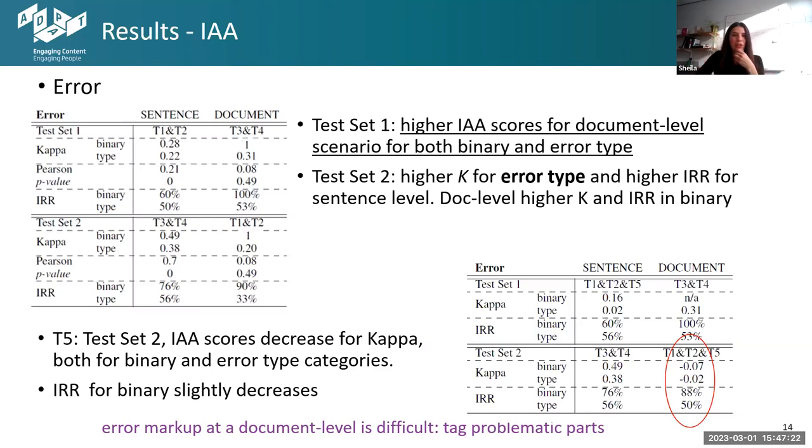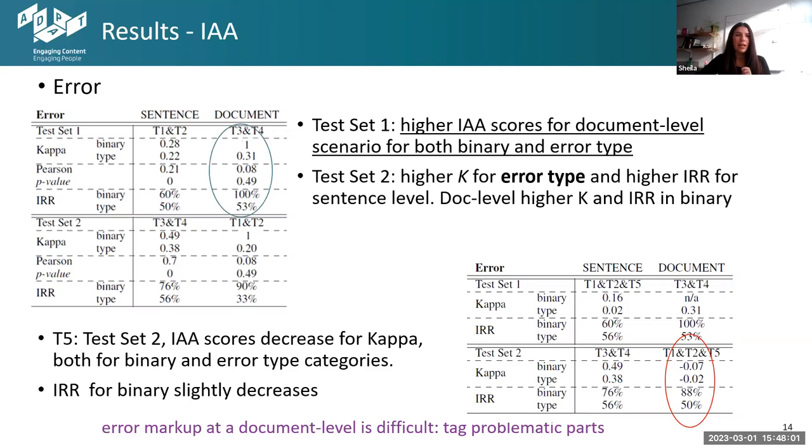For the error annotation, we saw that there were higher inter-annotator agreement scores for the document level scenario for binary. So basically, I asked translators two questions for the errors. I just created two types of results. One result that I call binary, if the translators agree if there was an error, any error in that sentence or in that document. So I'm calling it binary. And then I decided to also see if they agreed on the type of error that there was.